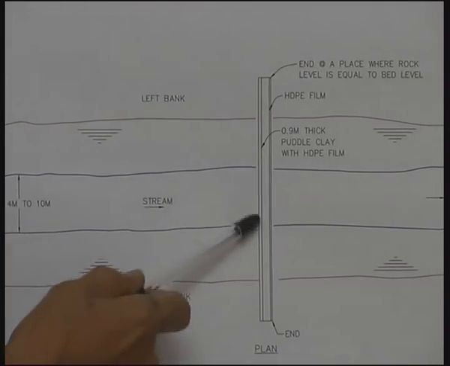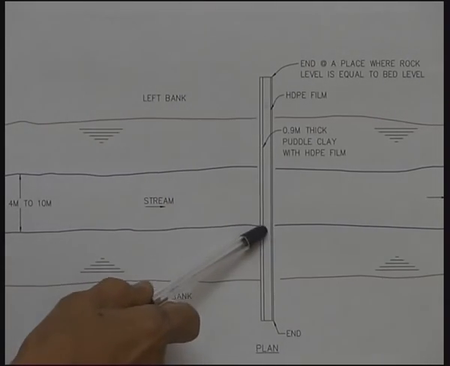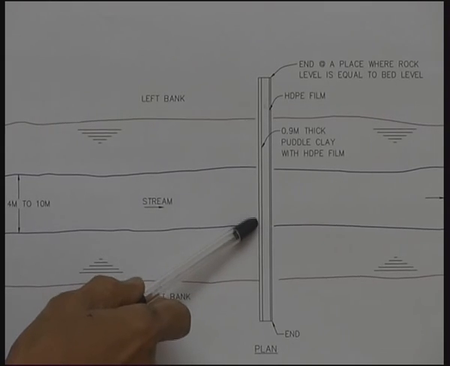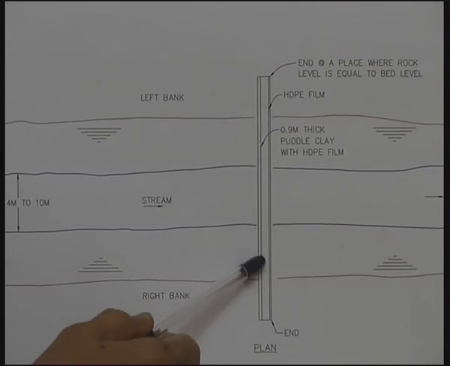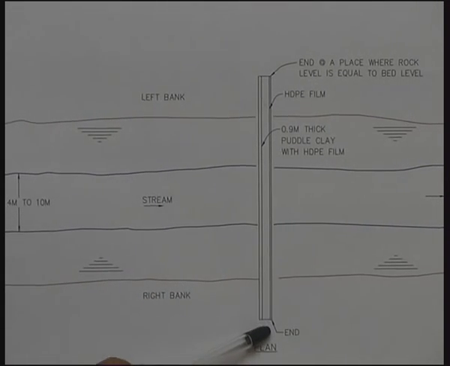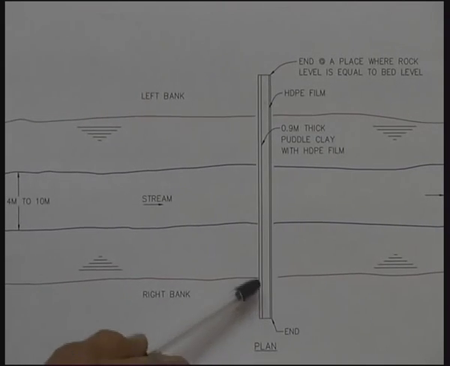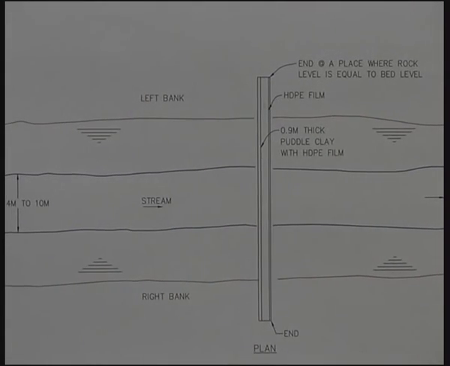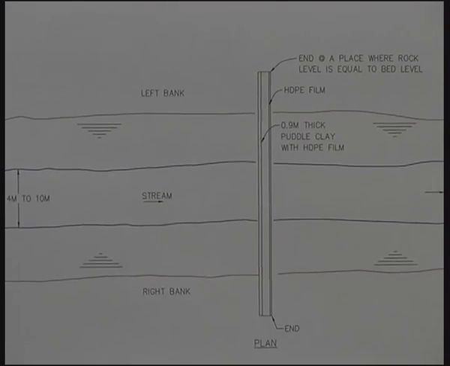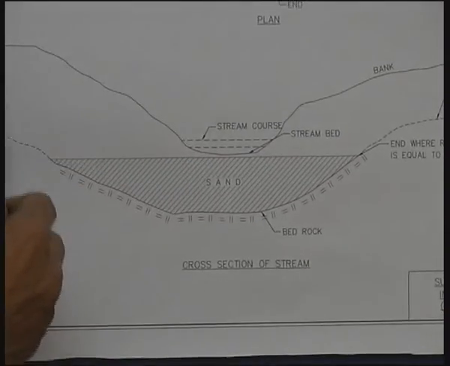It does not end here, it does not get limited to the bed width of the stream. It has to negotiate the slope as well as the bank for some distance, which we can see now in the other section. Let us study this section.